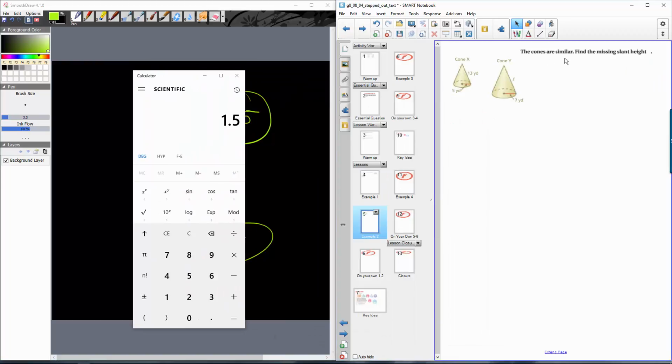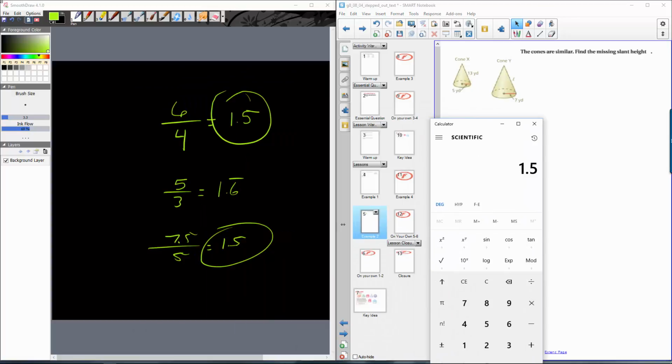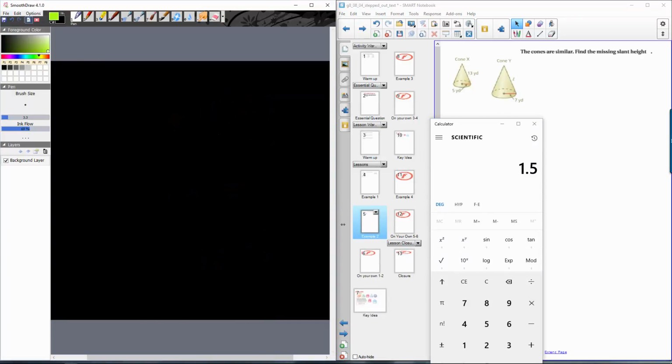This next one says the cones are similar, find the missing slant height. Well, here's what we know about this. We can actually set this up as a ratio, and we've learned this before. So I could take 13, which is my height, over my radius in this case. And on the other one, I'm going to do the same thing. I have my height, which is L, over my 7, which is my radius.